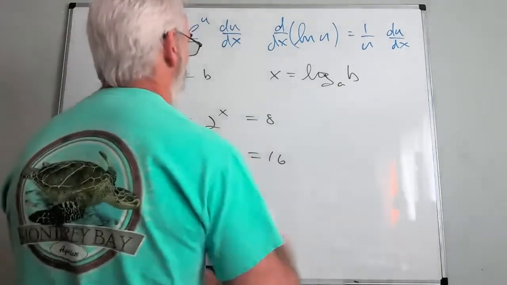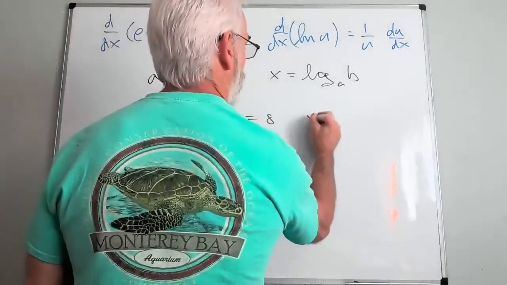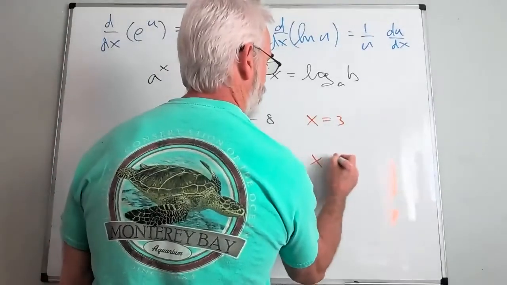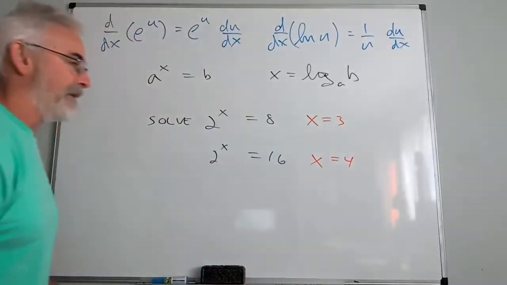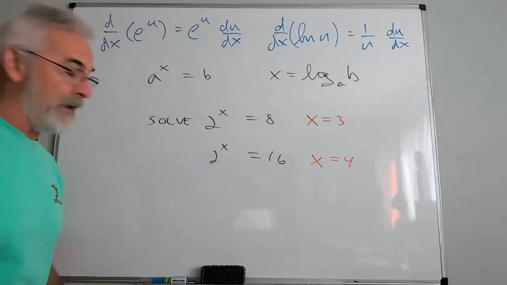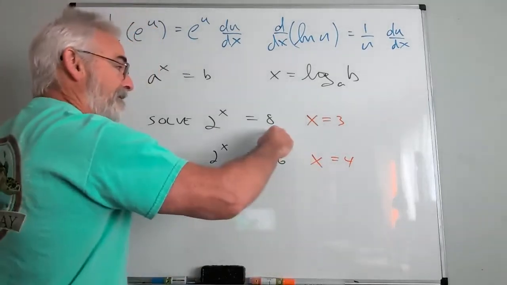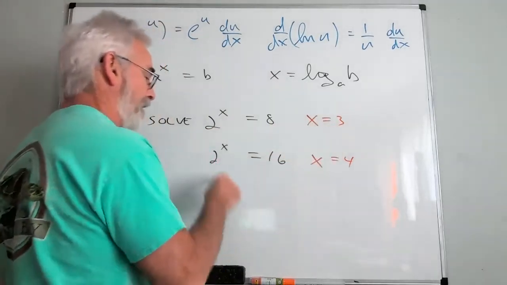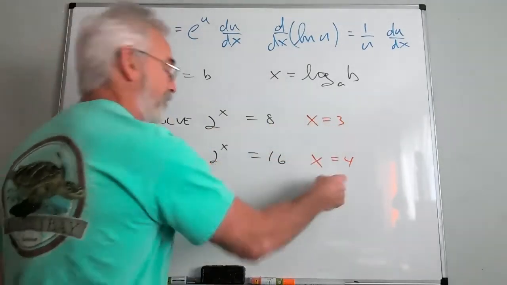2 to what power equals 8? I'm pretty sure that would be x equals 3. 2 to what power is 16? I'm pretty sure that would be x equals 4. That's an easy problem. But technically, x equals the log base 2 of 8, which is 3, and the log base 2 of 16, which is 4.